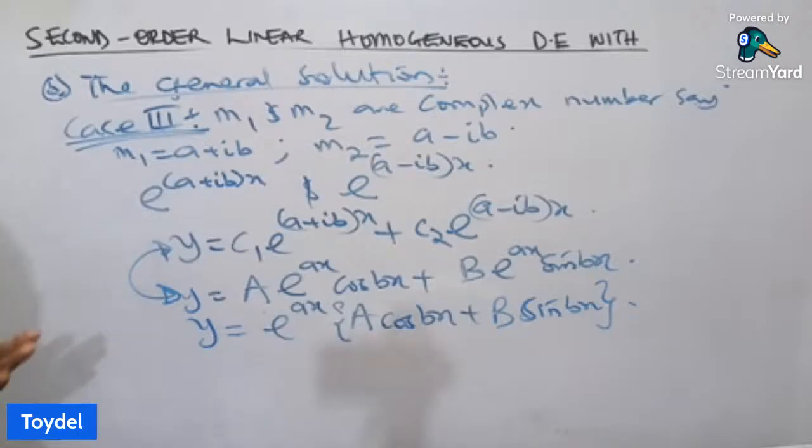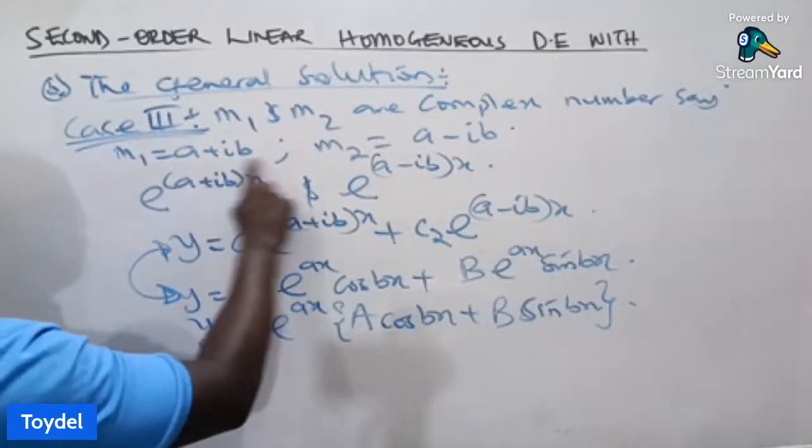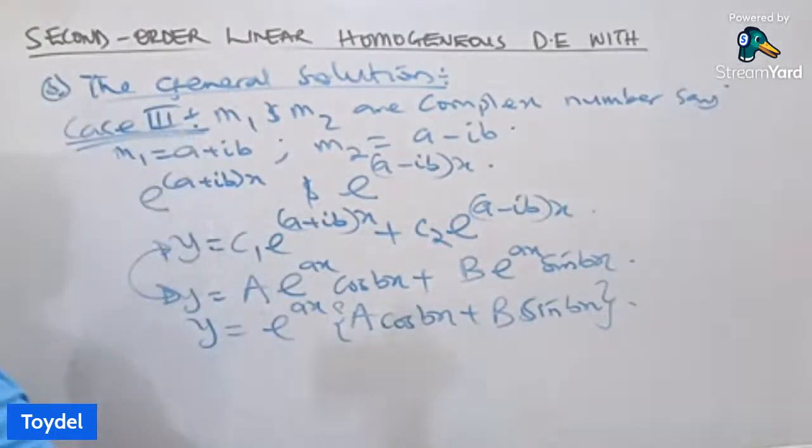There are three cases that we considered. The first case is that if the two roots are real and distinct, there's a particular way we write that. The second one is that if the two roots are real and the same, we have seen that. Then the third one is that if the two roots are complex numbers, M1 and M2, then this is how we write the solution. This solution is algebraically equivalent to this. Then this will be the final solution.